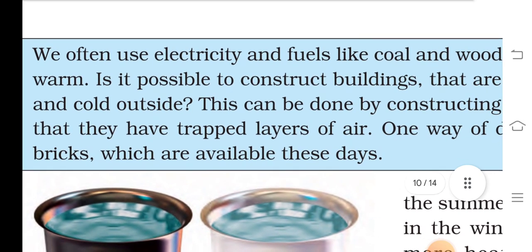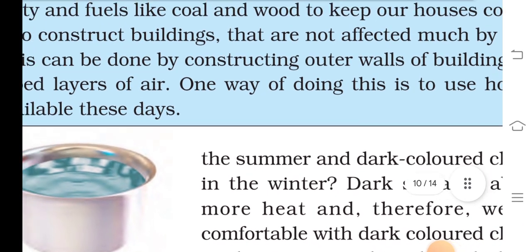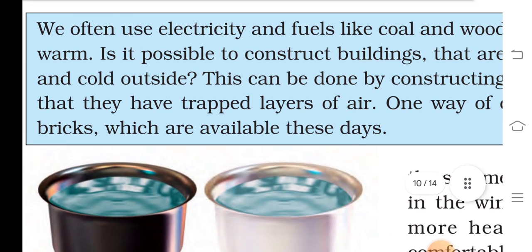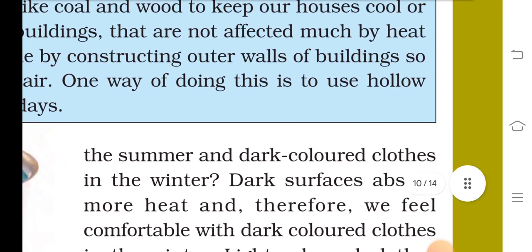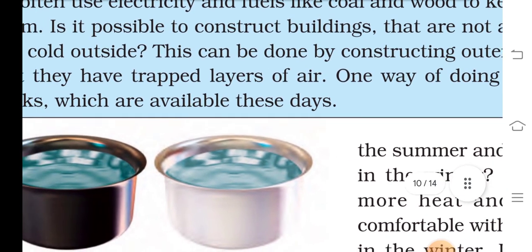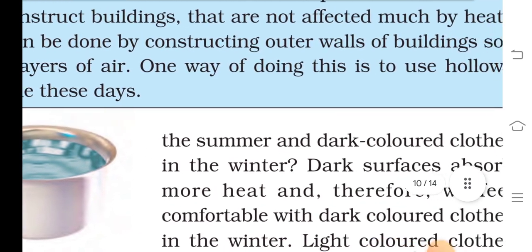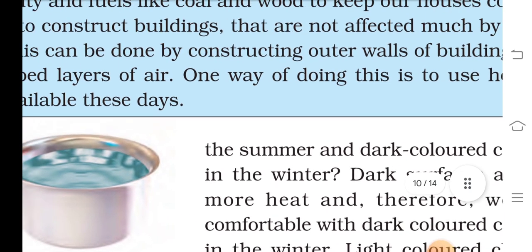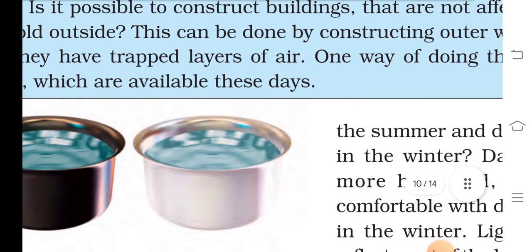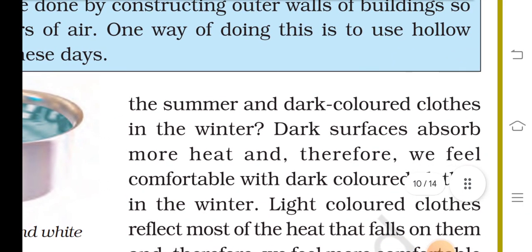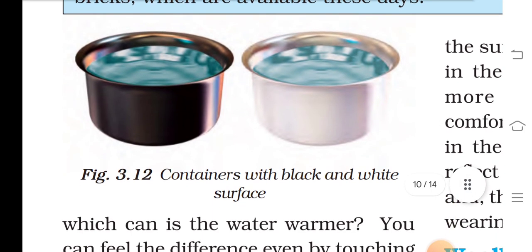We often use electricity and fuel like coal and wood to keep our houses cool or warm. It is possible to construct buildings that are not affected much by heat and cold outside. This can be done by constructing outer walls of buildings so that they have a trapped layer of air. One way of doing this is to use hollow bricks, which are available these days.